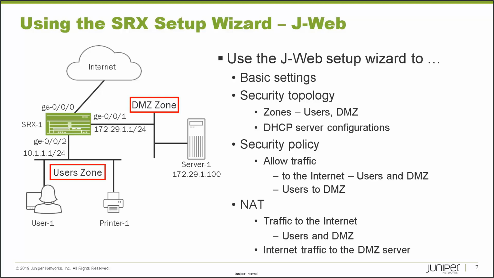And then we'll configure security policies to allow traffic to the internet from the users and the DMZ zone, and then also from the users to the DMZ. But note how there's no policy that will allow traffic from the DMZ to the user zone. And then we'll configure NAT to NAT traffic from the user zone and the DMZ zone to the internet, and then NAT traffic from the internet to the DMZ server. So it's going to be server 1. Let's go ahead and jump to JWeb and get into the setup wizard.